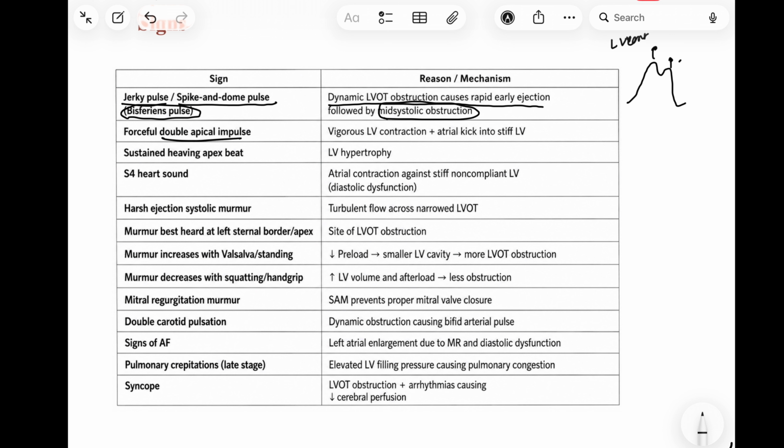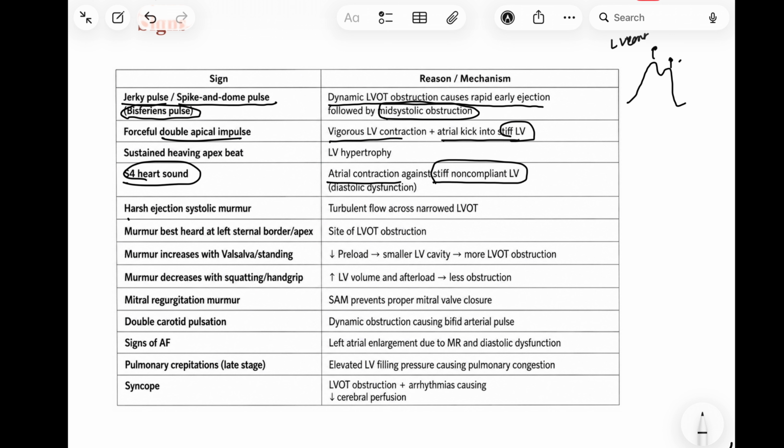It is due to two things: vigorous LV contraction and atrial kick into a stiff left ventricle. Also there is an S4 heart sound. I hope you remember those cheat codes, and we have discussed S4. It is due to atrial contraction against that stiff, non-compliant LV. So the left ventricle is very stubborn and stiff, and to push blood towards the left ventricle, the atria have to contract, right? So that atrial contraction results in S4.